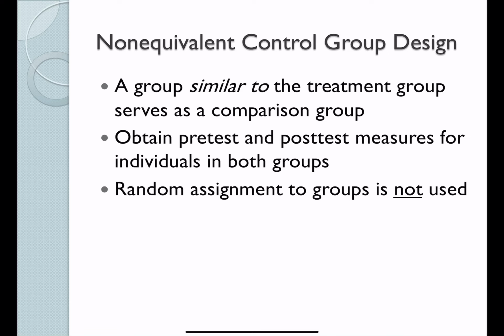Another strategy we might use is the non-equivalent control group design. So here we select a group that's similar to the treatment group to use as a comparison or control group. For both of these groups, we get pre-test and post-test measures, but we're not randomly assigning people. So if we have this reading intervention, one third grade class gets the intervention, another third grade class doesn't get the intervention.